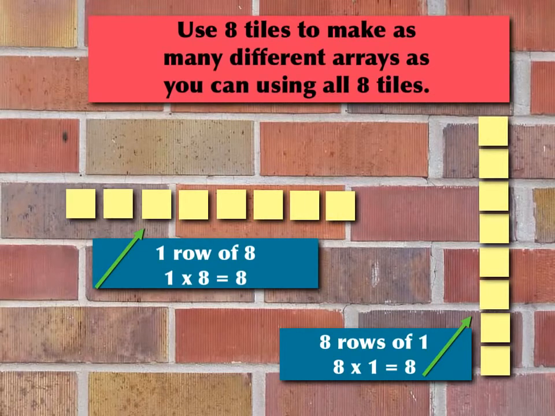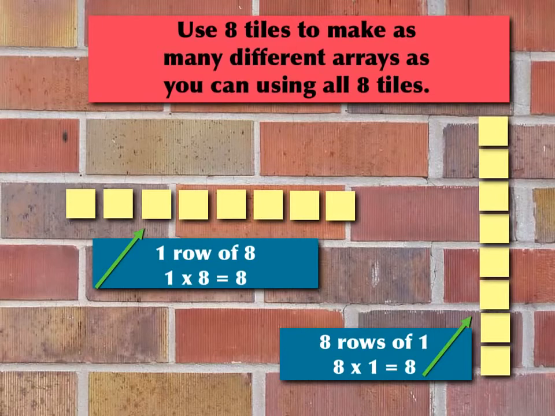Well, we're going to take those 8 tiles and we're going to do something different. We're going to make another array. We're going to put 8 rows now. Here we are with our rows. 1, 2, 3, 4, 5, 6, 7, 8 rows, but there's only one column. Over here there's 1 row and 8 columns. Over here there's 8 rows and 1 column going up and down. So this would be 8 rows of 1. 8 times 1 is 8. This is 1 row of 8, and this is 1 times 8 is 8.